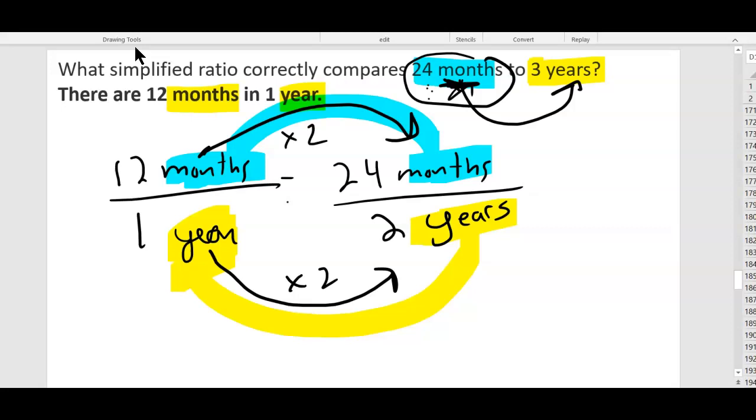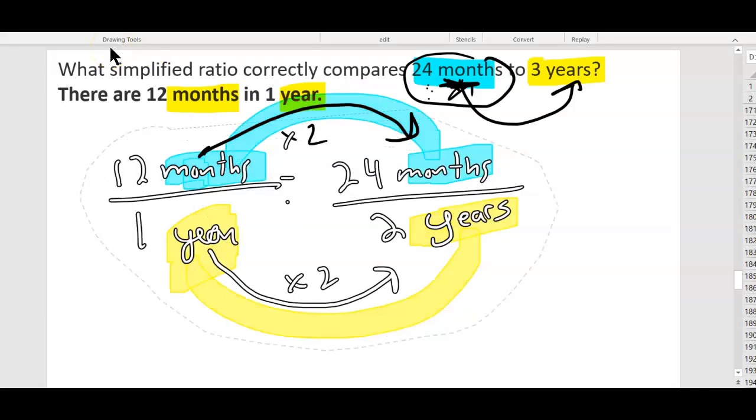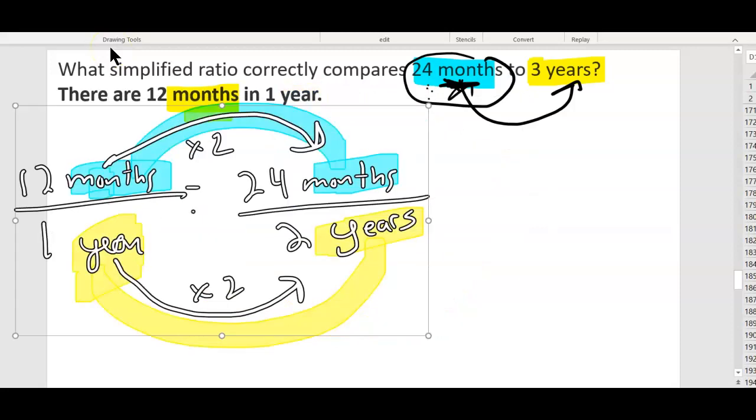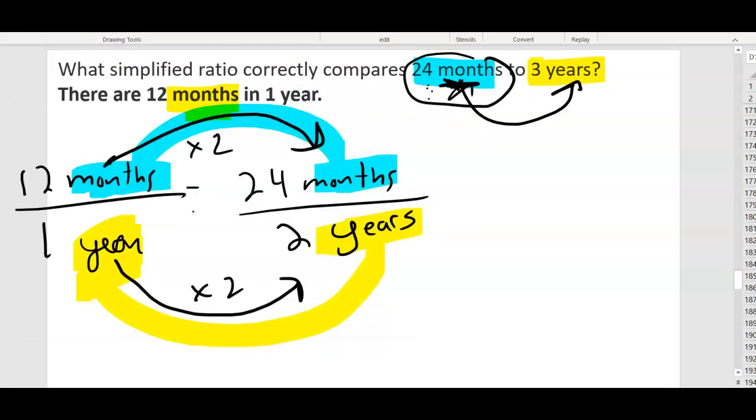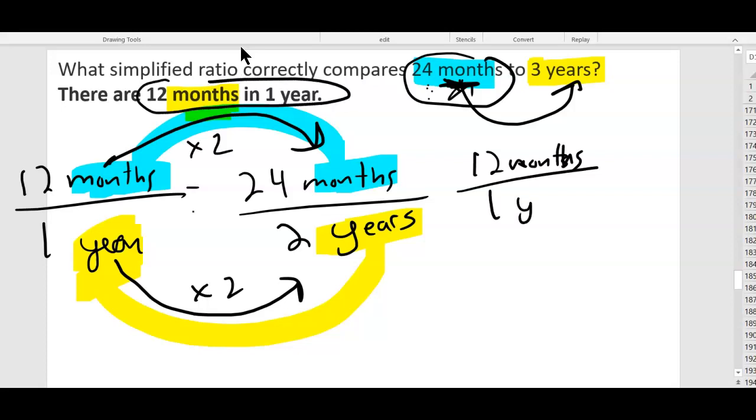What if you wanted to do it the other way? Let's mix it around. So again, start with 12 months. This is what we know. I like to start with what we know. What we know is that 12 months is 1 year. What we want to get to, though, is 3 years. What if we have 3 years? How many months would that be?